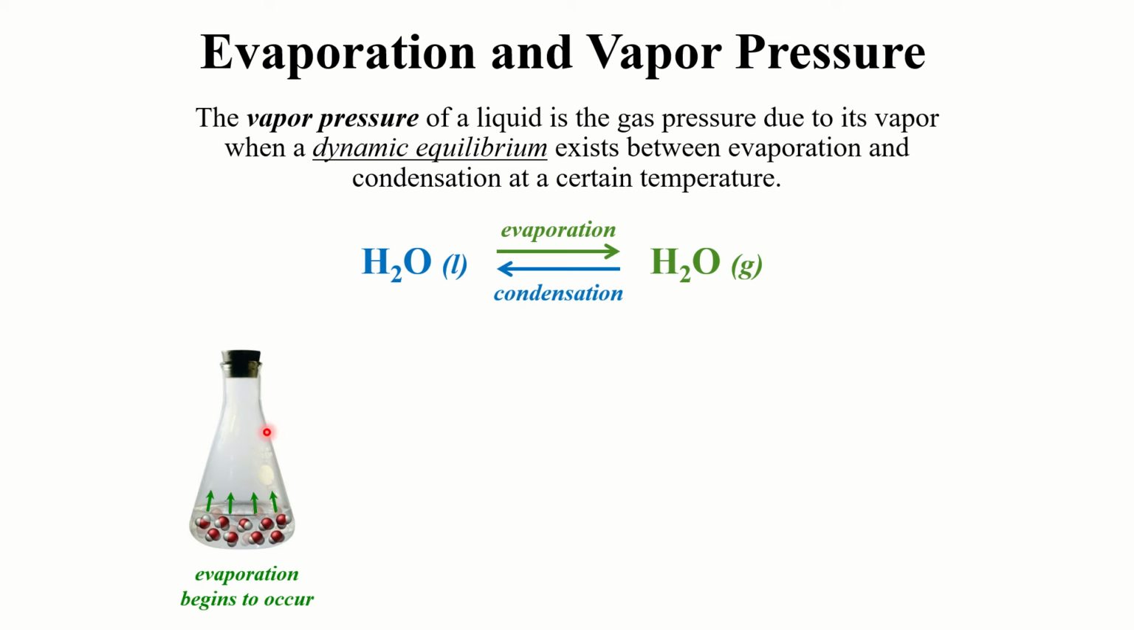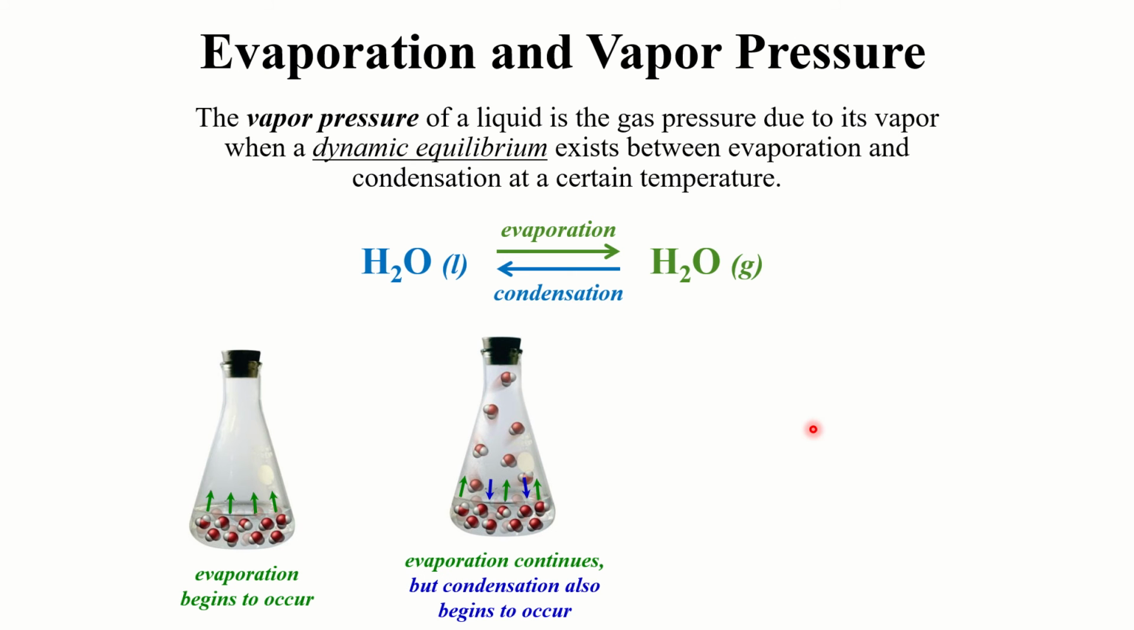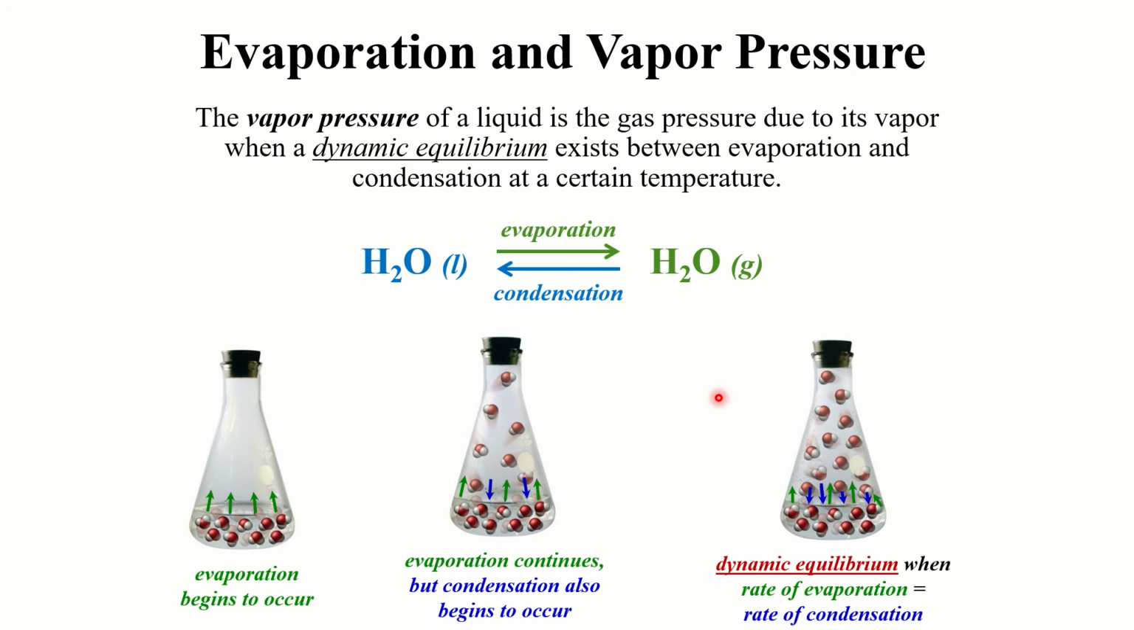So evaporation begins, so a few of these water molecules are able to escape from the liquid phase into the gas phase. Now, evaporation continues, but as you get more and more water molecules up here in the vapor phase, condensation will begin to occur. So you get the reverse situation occurring, where some of this vapor condenses back into a liquid. And eventually you will reach a point where you have a dynamic equilibrium. So again, a dynamic equilibrium refers to the point at which the rate of evaporation equals the rate of condensation. So the rates of these reactions are equal to one another.